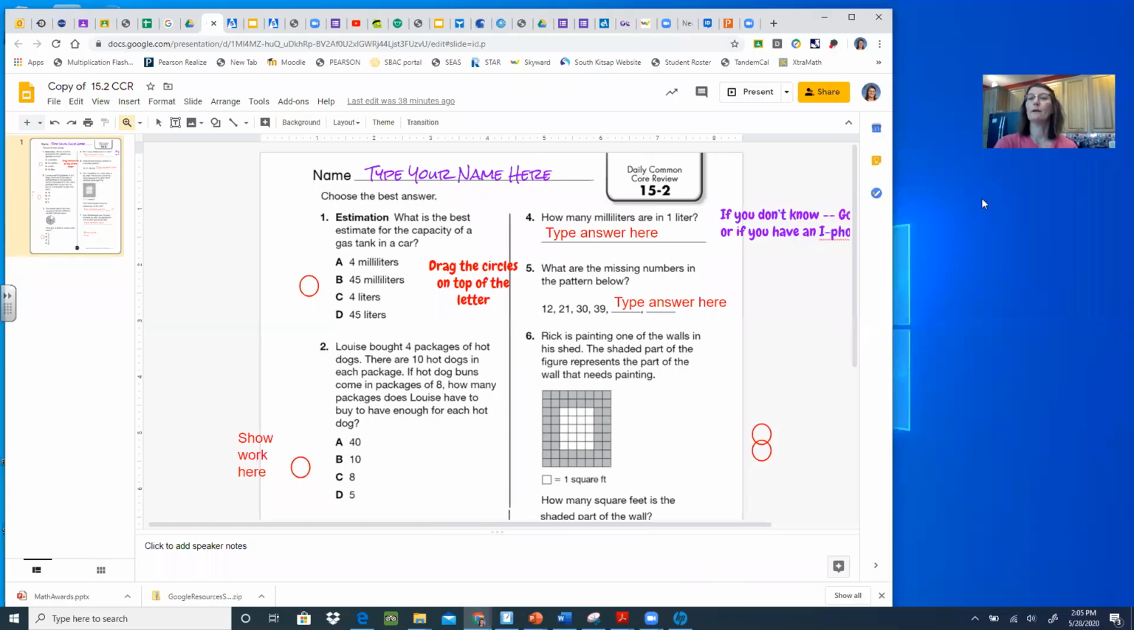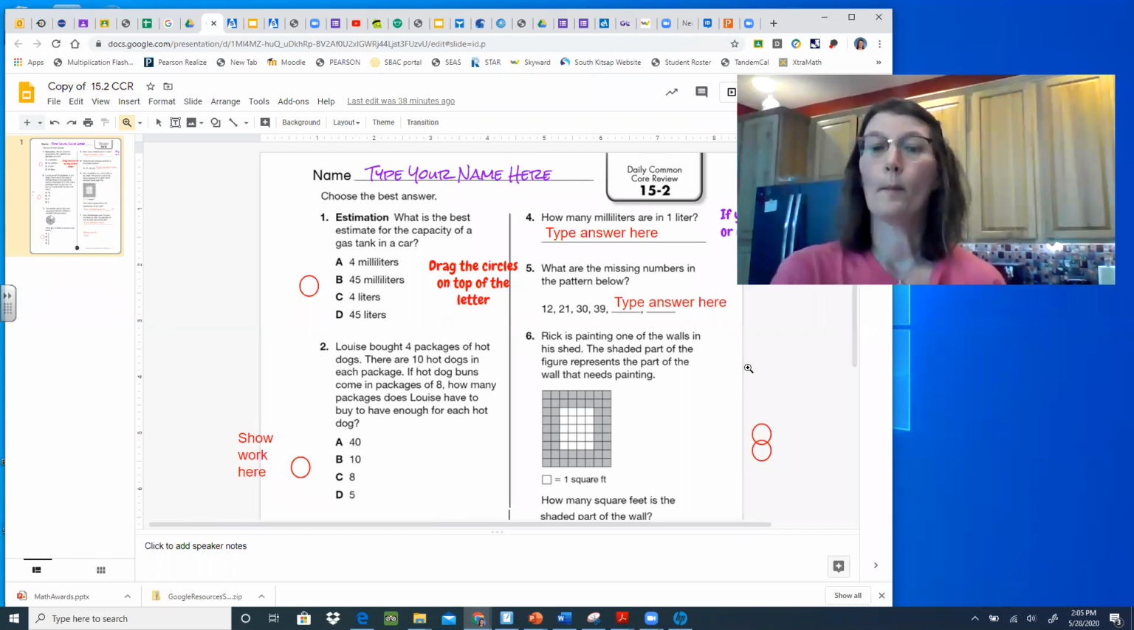We are going to explore more in topic 15 about units of capacity. So I am going to share my screen. Hopefully you've had a chance to pull up your digital version of your Daily Common Core. Okay, number one, I'm going to make myself a little bigger here because I have some stuff I'm going to show you in a little while.